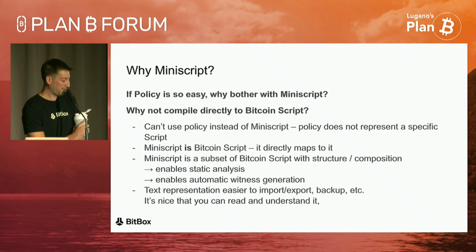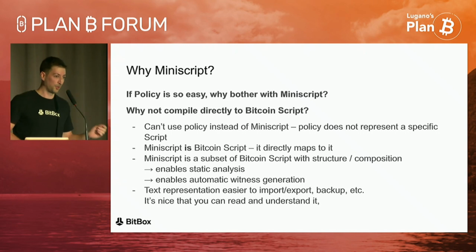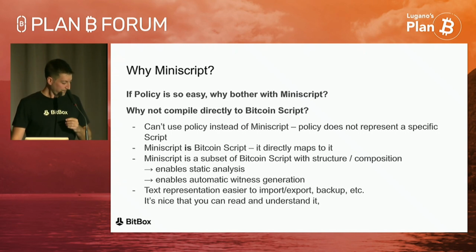And if you think about it, Miniscript is just Bitcoin script, it directly maps to it, and it's necessary because it overlays some structure over the script, like with AND and OR and so on. And this is what enables static analysis, and it enables wallets to create witnesses. And also lastly, Miniscript is text. You can copy paste it, you can read it, you can understand it, and this is much easier to handle in daily operations, right? If you want to make an export to something, you want to handle text, and not a binary blob encoded as hex or whatever. It's not very handy.